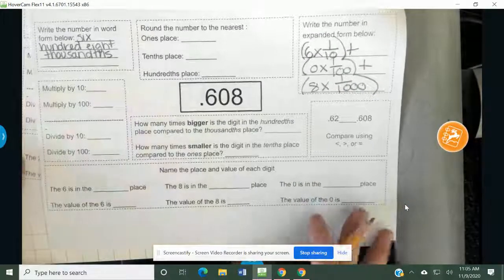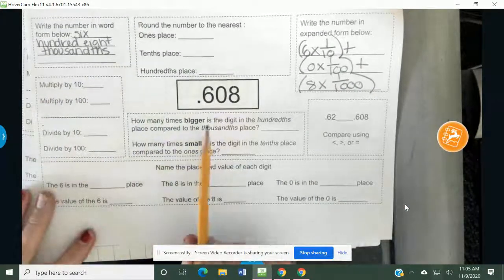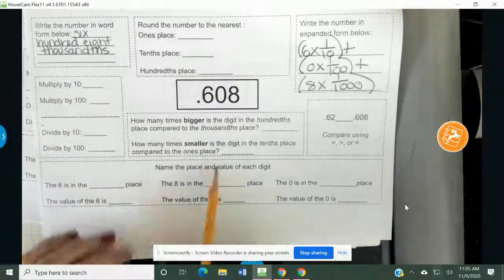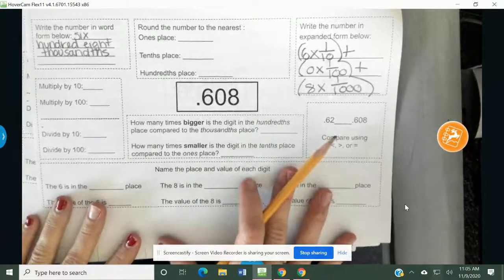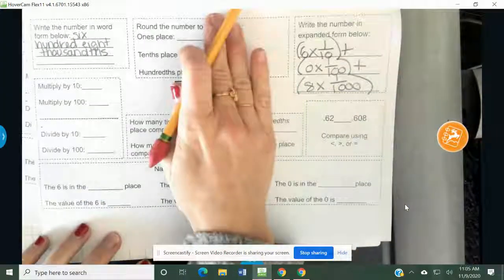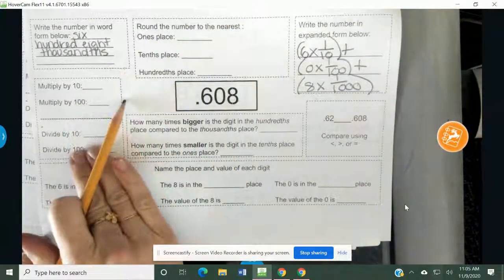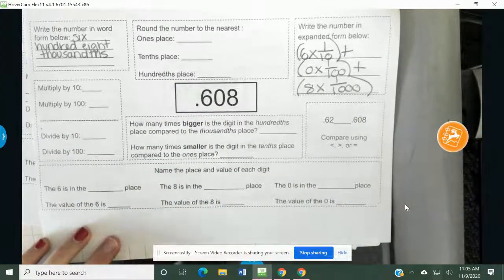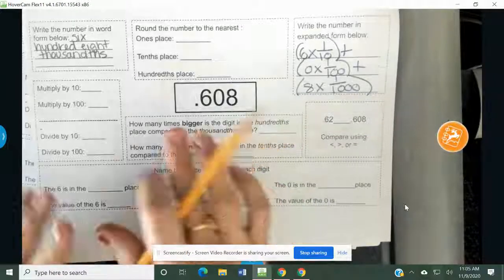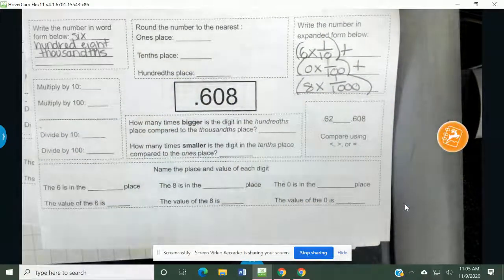Let's go ahead and work on which one's bigger, which one's smaller. And then I think that's all I'm going to do for you. I think at this point, by now, you should know how to round, multiply, divide, compare, and name that place value of each digit. So I'm going to go ahead and do this one for review, and then I want you to finish the worksheet on your own.